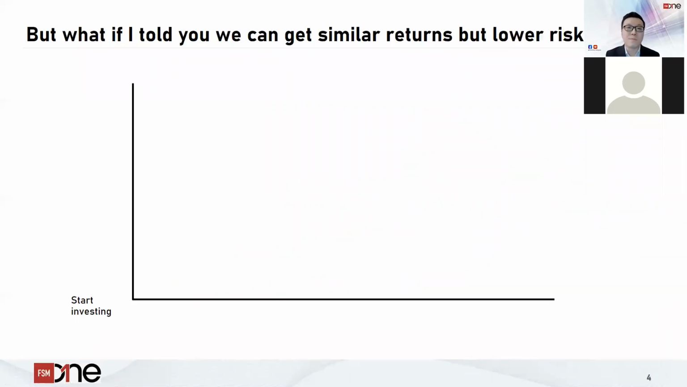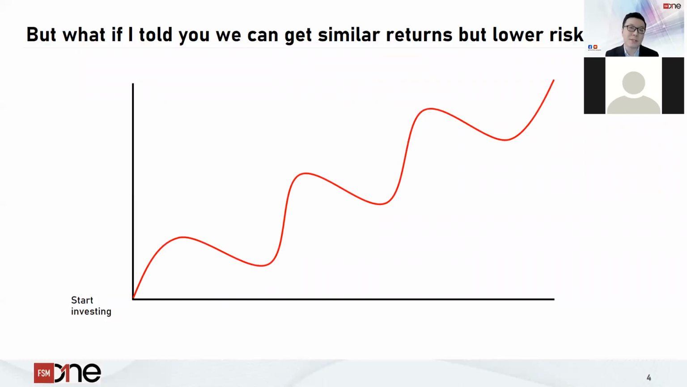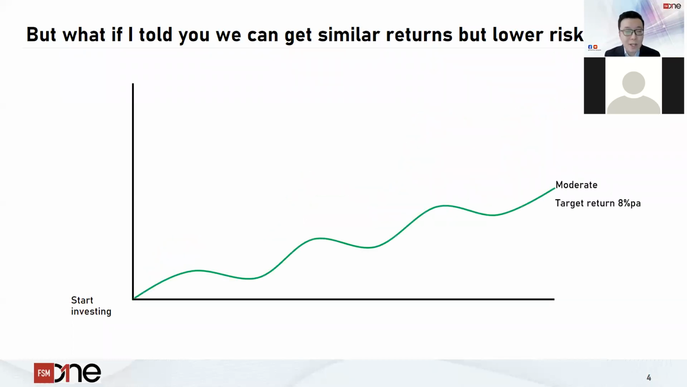But what if I told you we can get similar returns but with lower risk? Using the previous example of a 12% per annum target return, this is the typical kind of volatility that you might encounter to reach that target return. But there's a way to achieve this target return with lower risk, lower portfolio volatility. Similarly, if you had a target return of 8% per annum, this will typically look like your portfolio volatility, but we can achieve the same or similar return with lower portfolio risk.